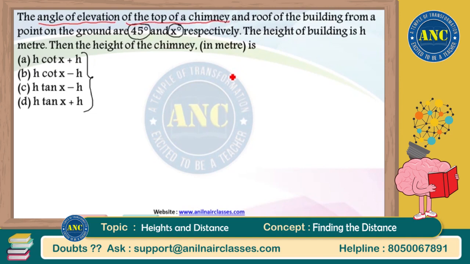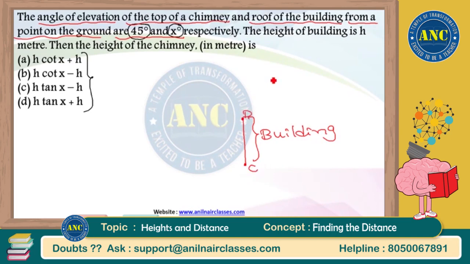Let us read the entire question. The angle of elevation of the top of the chimney and the roof of the building from a point on the ground are 45 degrees and x degrees respectively. That means there is a building. This is the roof of the building. I will call this as building, roof of the building. I will call it as CD, for example.